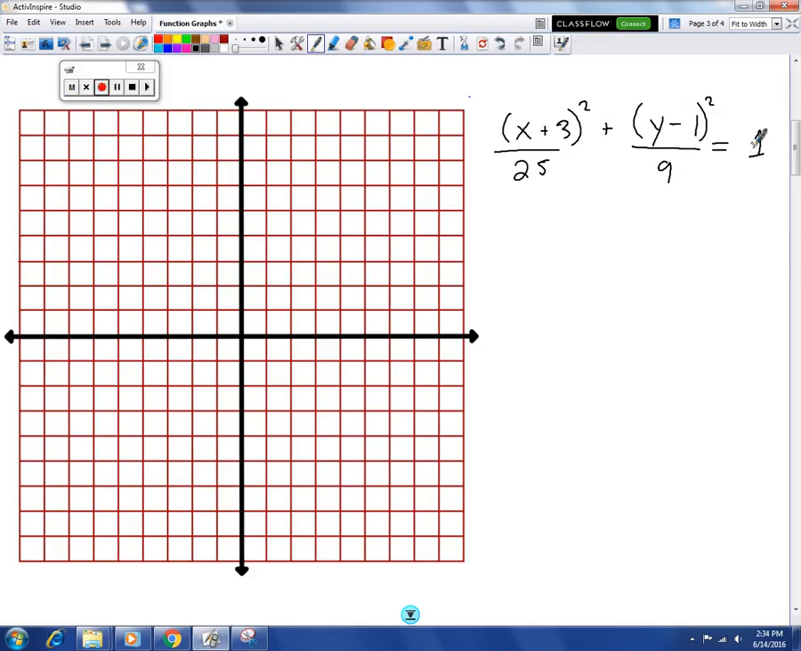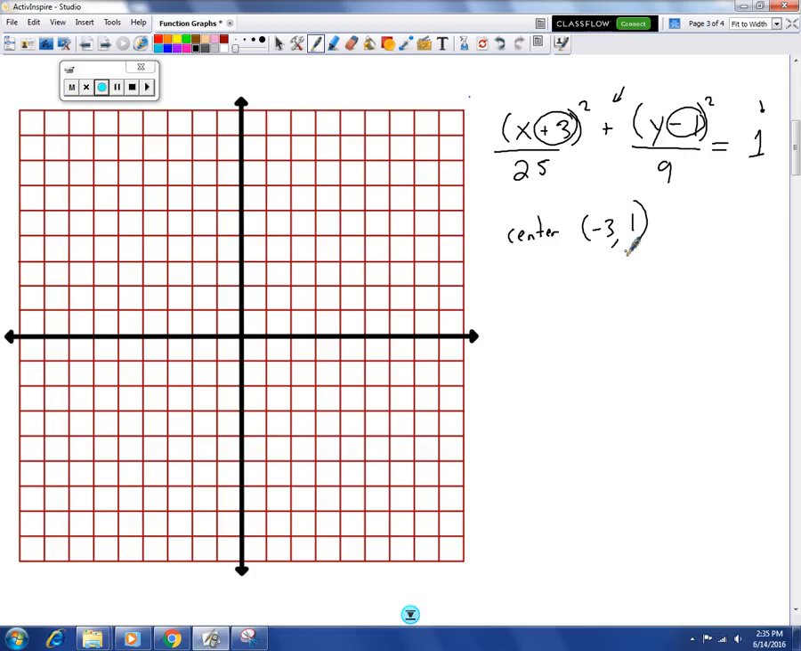So this is an ellipse. You've got an x term squared over some number plus a y term squared over some number. The main thing is a plus. If it's a minus, it's actually not an ellipse, it's a hyperbola. It's a plus and it equals 1. So how do we graph this? First thing we need is a center. Just change that sign to -3. That's the x coordinate of our center. Change that to a positive 1. That'll be the y coordinate.